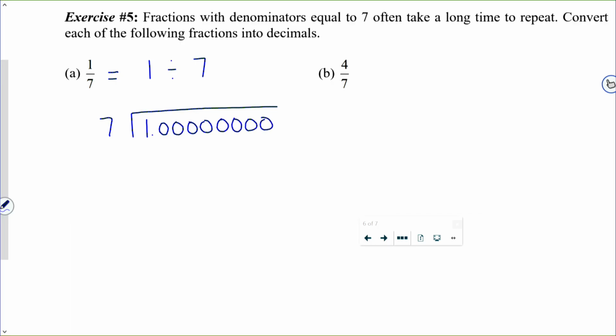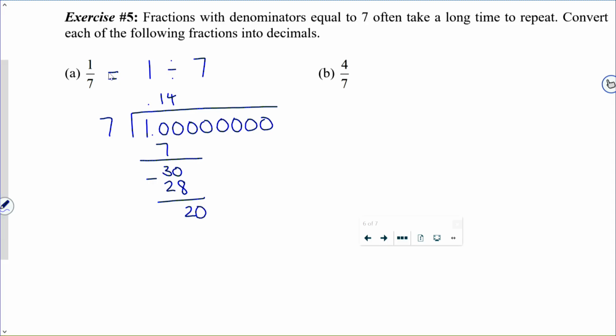All right, here we go. How many times does 7 go into 10? Well, that's 1 time, right? So when I subtract 7 from 10, I'm going to be left with a 3, drop the 0. 7 goes into 30 4 times. That's going to be 28. And when I do the subtraction, I'm going to get a 2.